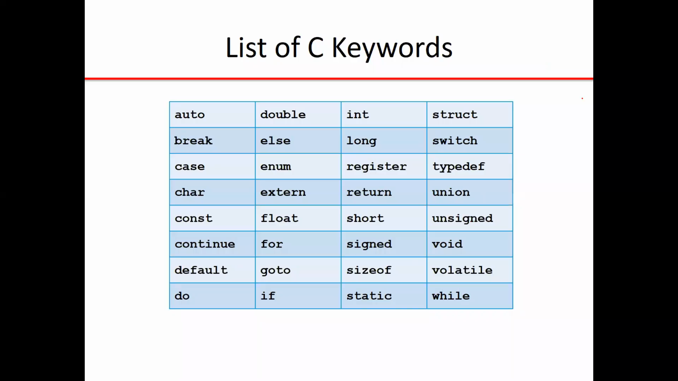These are the reserved words: auto, double, int, struct, switch, long, else, break. So these are the list of reserved words in C language. But in C++, we have an extended list. Some further keywords are included in that list. But the basic keywords are these.